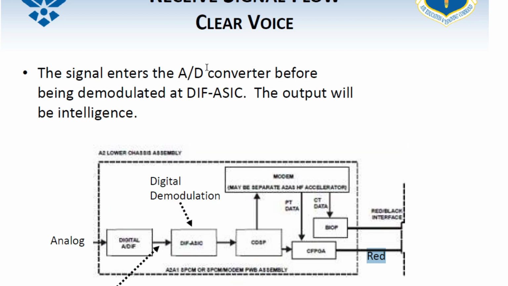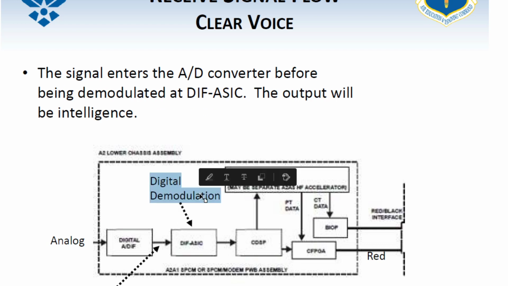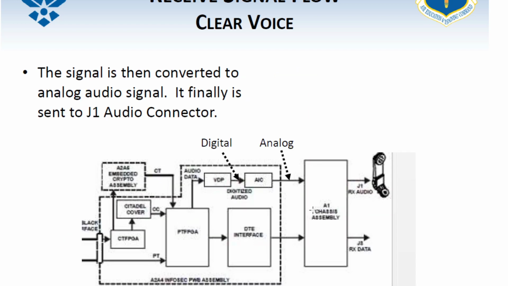So the signal enters the A/D analog to digital converter before being demodulated at the digital intermediate frequency application specific integrated circuit, the DFIF ASIC, and the output will be intelligence. What is intelligence? The audio or data. Yeah, absolutely. That's it. We call this digital demodulation on the receive side because on transmit, what did we call it? Digital modulation. Absolutely. Outstanding. You guys are getting this. I've got confidence in you.